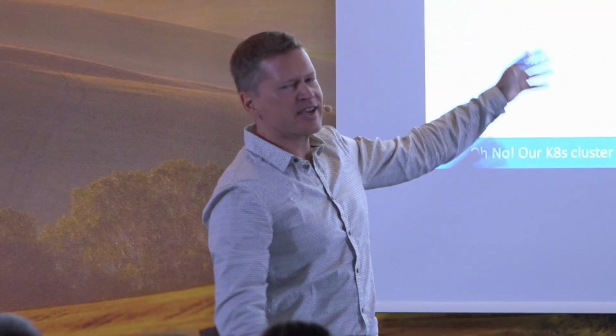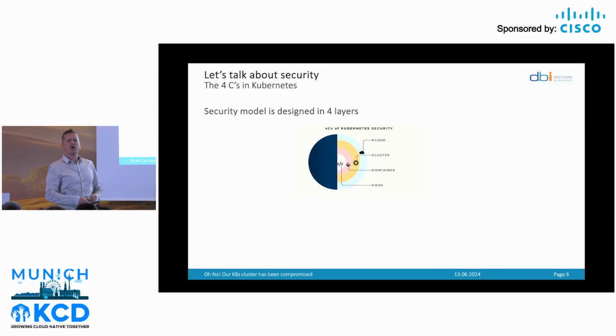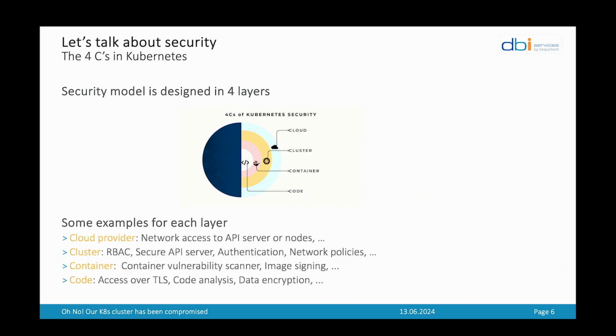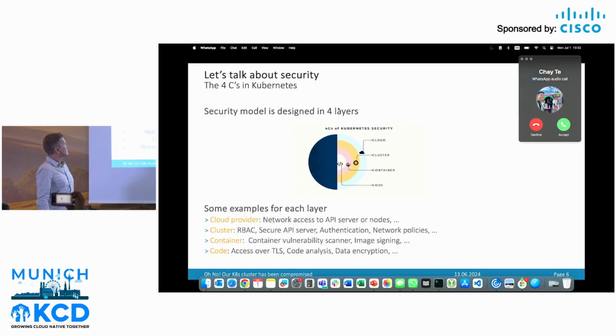So those are the 4 layers of security. You start with the cloud, which is the outside of your environment. Then you go a bit inside with the cluster. Then you have the container, and at the end you have the code. These are the 4 layers we want to protect when we protect a Kubernetes cluster. We have a description and some examples for each layer. The cloud provider is everything that gives you access to the cloud, so it's the network access to the API server or to the nodes.